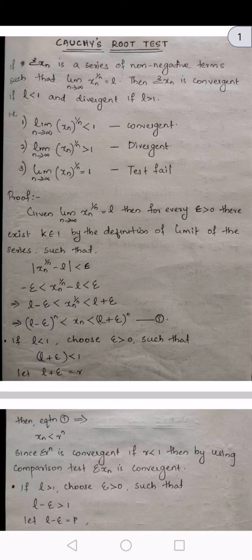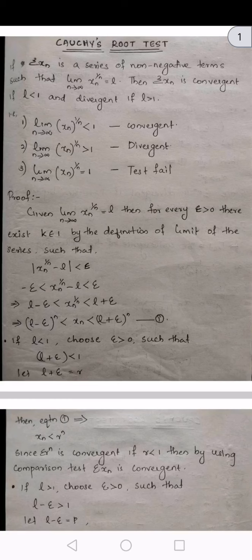Now we can go through the proof of Cauchy's root test. Given limit n tends to infinity xn raised to 1 by n is equal to L, then by the definition of limit, for every epsilon greater than 0, there exists k belongs to N such that mod xn raised to 1 by n minus L is less than epsilon.